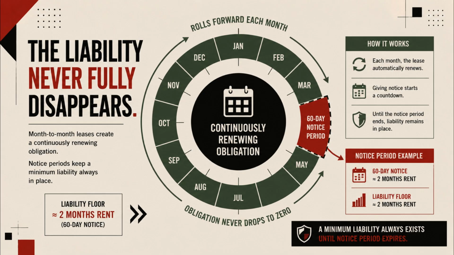There's another important economic insight here. Technically, the rent liability amortizes downward over time. But economically, month-to-month rent rarely truly disappears. Most rental agreements require notice periods. For example, a 60-day notice requirement effectively creates an ongoing rolling obligation. So economically, the liability continuously renews. In reality, the obligation rarely falls to zero.